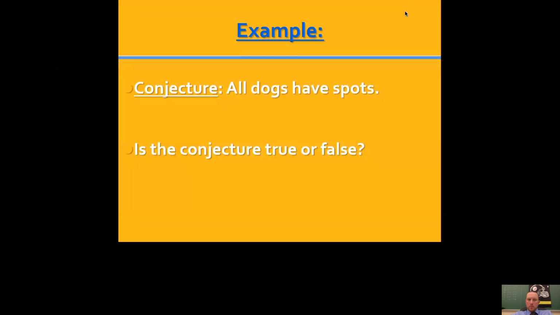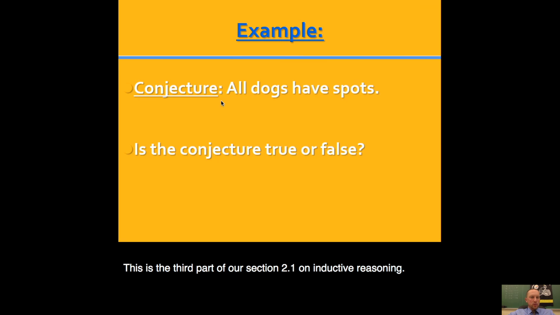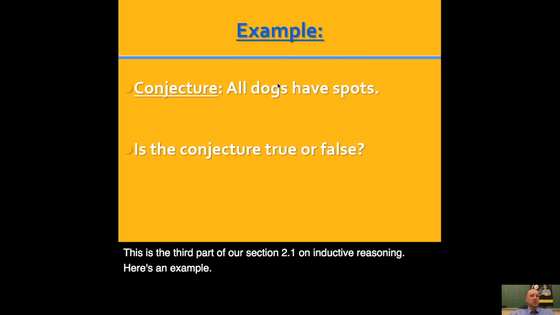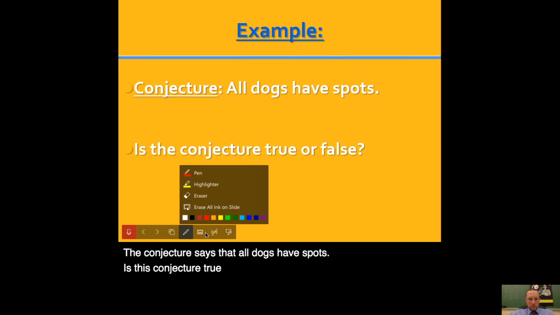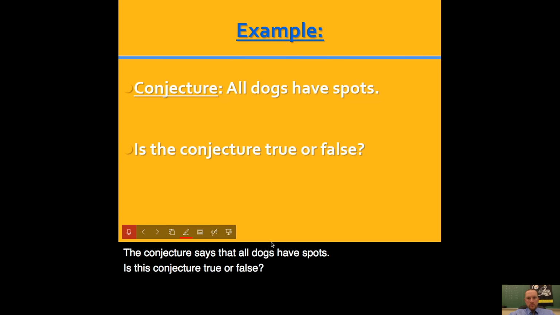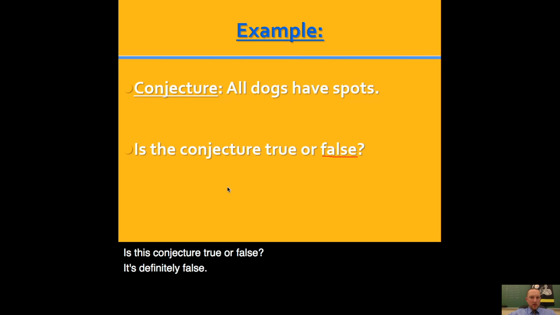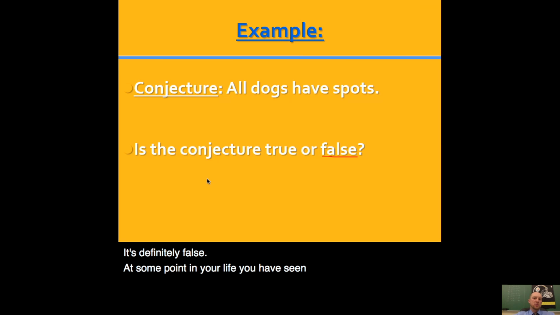This is the third part of our section 2.1 on inductive reasoning. Here's an example. The conjecture says that all dogs have spots. Is this conjecture true or false? It's definitely false. At some point in your life, you have seen a dog that doesn't have a spot.